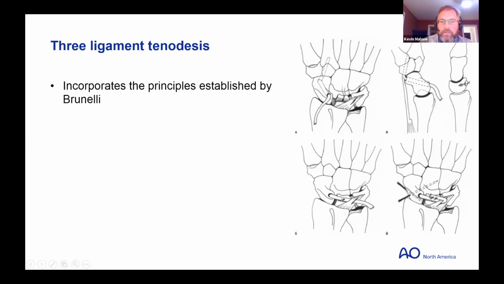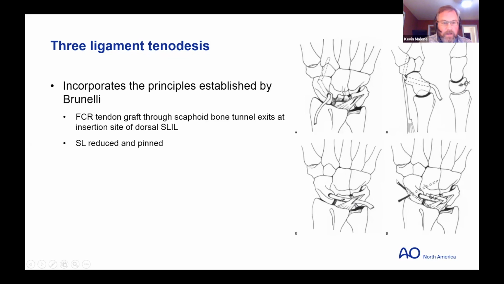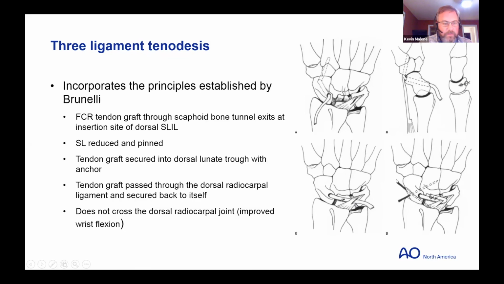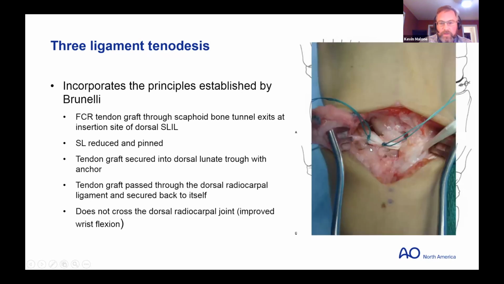You create a trough here dorsally in the lunate down to bone. So hopefully you have better tendon or ligament healing to the bone. And rather than crossing the radiocarpal joint, as Dr. Berger originally described, this ligament is passed through the dorsal radiocarpal ligament and then passed upon itself. And so we've skipped all the different steps here. We're not crossing the dorsal radiocarpal ligament, which will improve our wrist flexion.